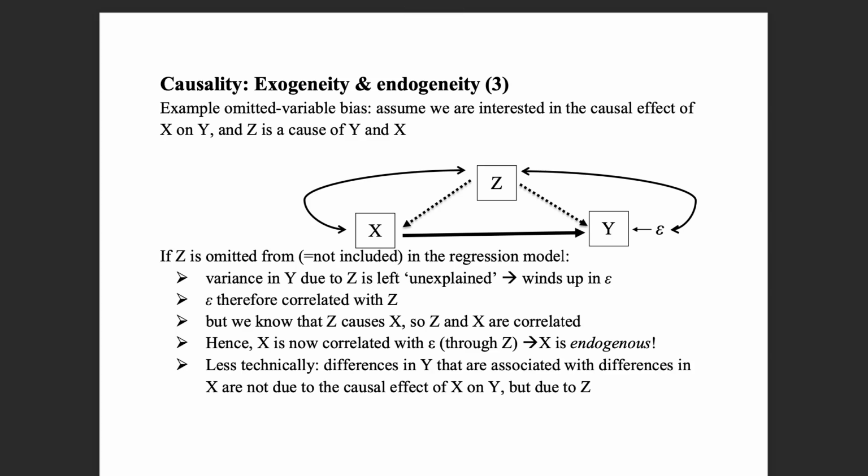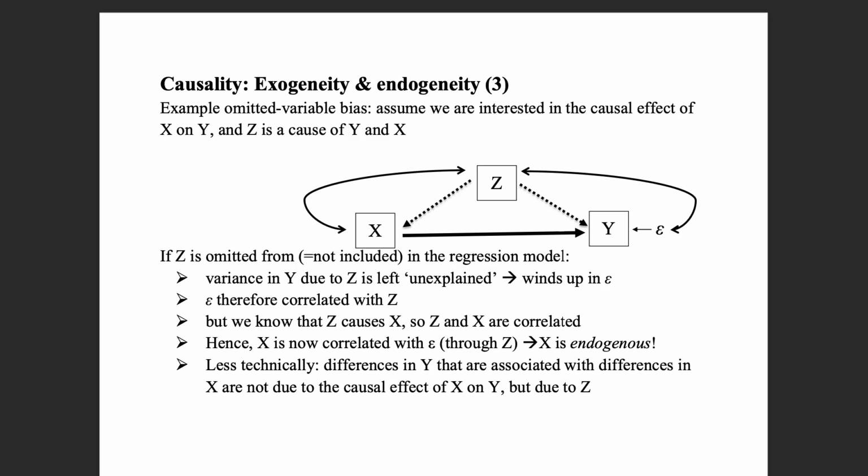If we would use a bit less technical terminology, we would say, well, what's the problem here? The problem is that there are differences in our dependent variable that are associated with the differences in our x variables, not because of the causal effect of our x variable, but because of the relationship between our x variable and our dependent variable and the z variable that we are not including in the model. So due to this confounding variable that we did not include in our model.